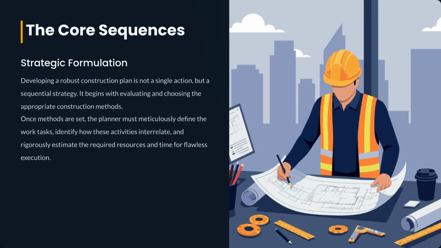So how do we actually build a plan? It's not a single step. It's a deliberate sequence. We call these the core sequences. First, we have to look at the project and choose the right technology and methods. Once we know how we are building it, we break the project down. We define the specific work tasks. We then have to figure out the interrelationships. What has to happen before something else can start? And finally, we estimate the resources, the manpower, the equipment, and the time required for every single activity. If we miss one of these steps, the whole plan can unravel on site.